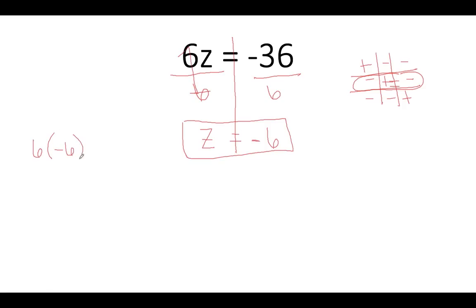6 times negative 6 equals negative 36. Let's see, and this is true. 6 times 6 is 36, and a positive times a negative is a negative. So we got the correct answer for this equation.